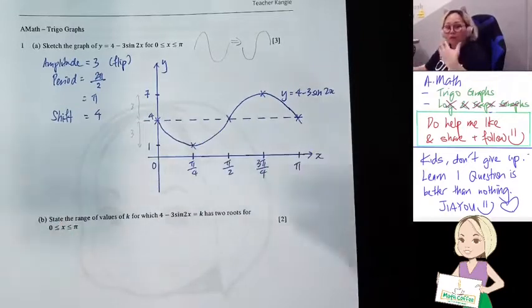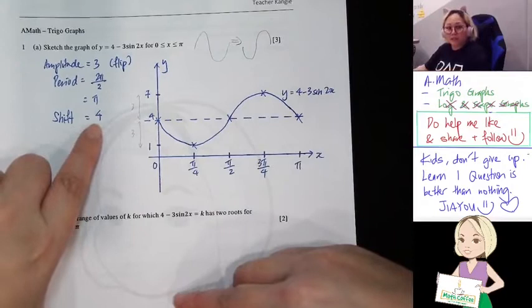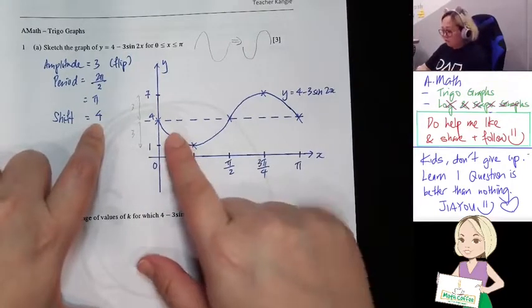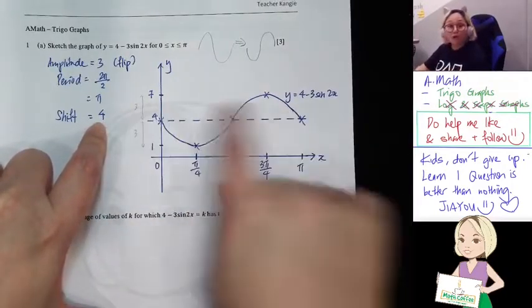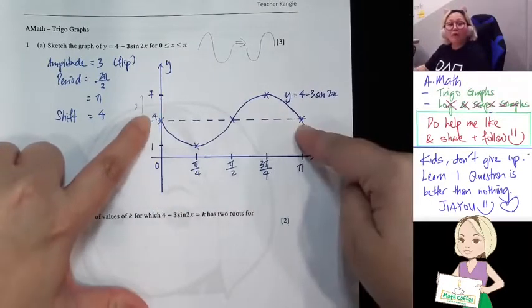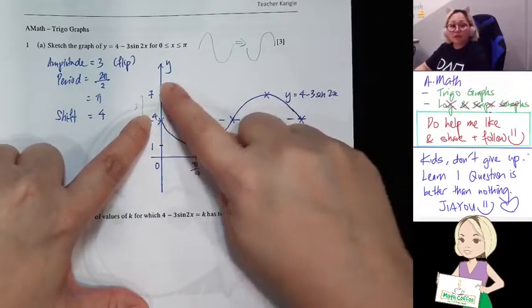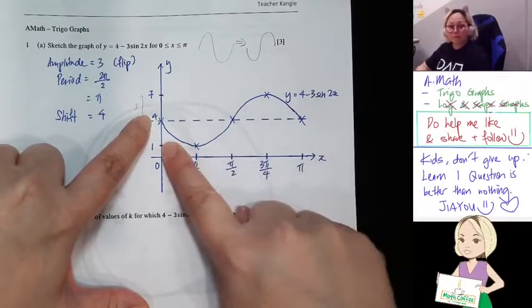So now we are ready to plot the graph. The first thing you always draw is the new x-axis. So your new x-axis is 4. So what I did was I draw a dotted horizontal line, y equals to 4. Okay, and find out what's my maximum and minimum. Amplitude is 3. So 4 plus 3 is 7. 4 minus 3 is 1.